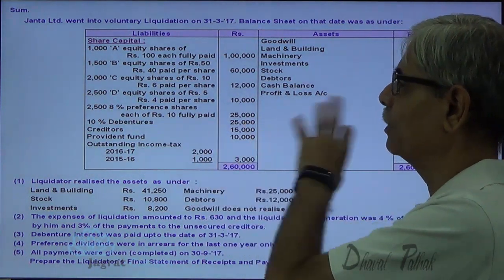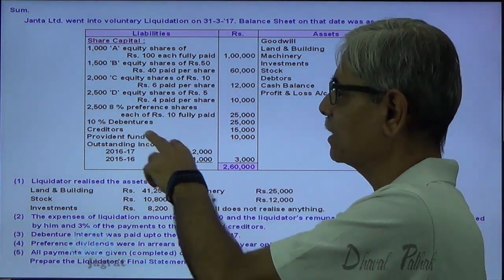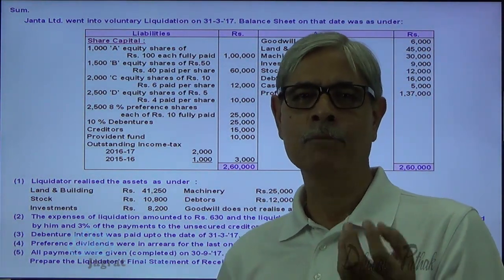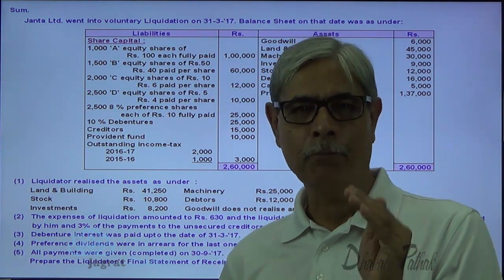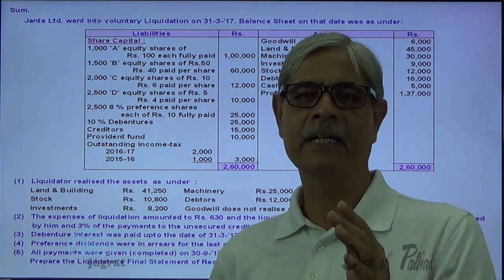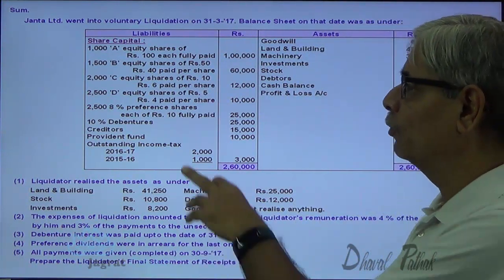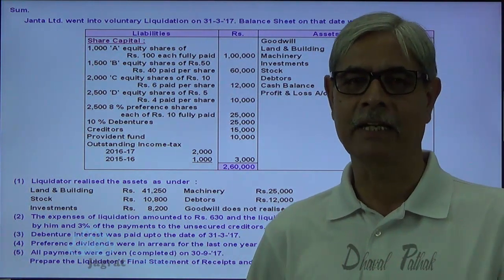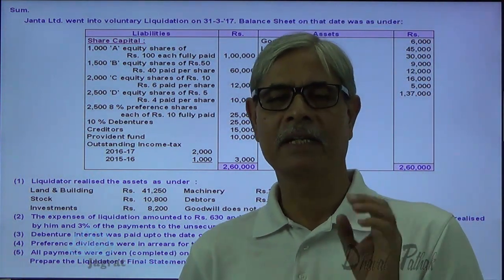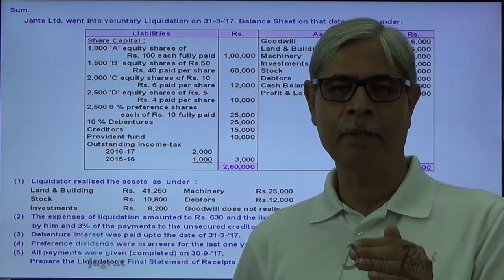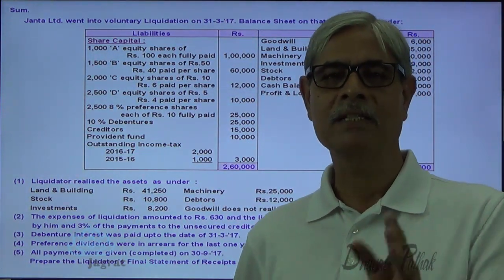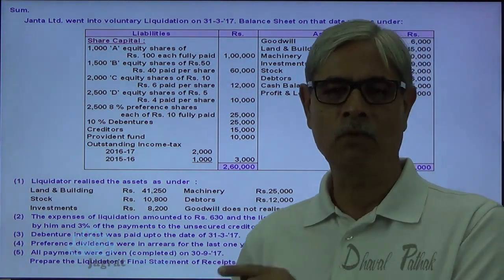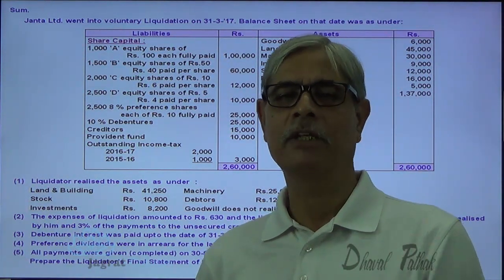2,500 8% preference shares, each of rupees 10 is fully paid up. 10% debentures, creditors, provident fund. Provident fund is a preferential liability. Preferential creditor means, as per law, they are granted a preference for payment as against unsecured creditors. So we are going to study what are the preferential creditors, what are the provisions of company law for preferential creditors in my subsequent videos. At present, I say that provident fund is a liability prescribed under company law as a preferential payment. Preferential payment means liquidator is supposed to pay this provident fund in priority to the unsecured creditors.